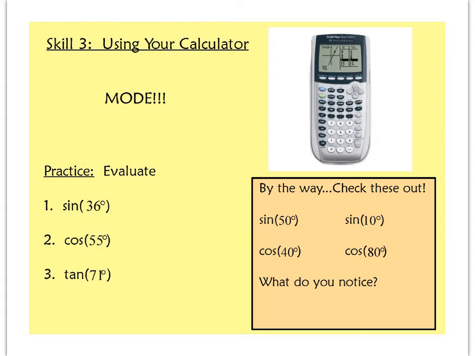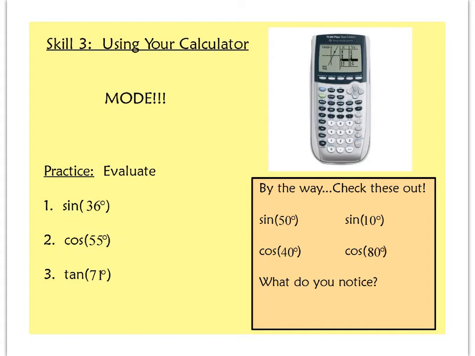You need to look for the words radians and degrees. Make sure the word degrees is highlighted. If it's not, move the cursor till it's sitting over the word degrees and hit enter. And it should be flashing and it should be highlighted then. And then you can go back to your home screen. If the word radians is highlighted, you're going to get the wrong answer.